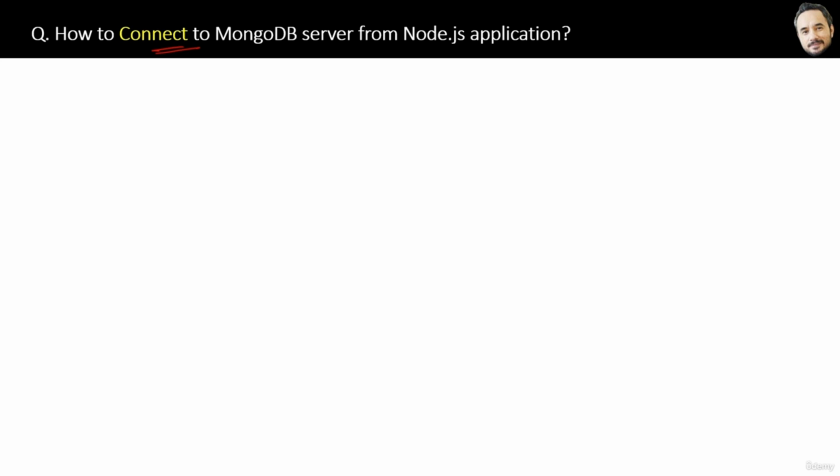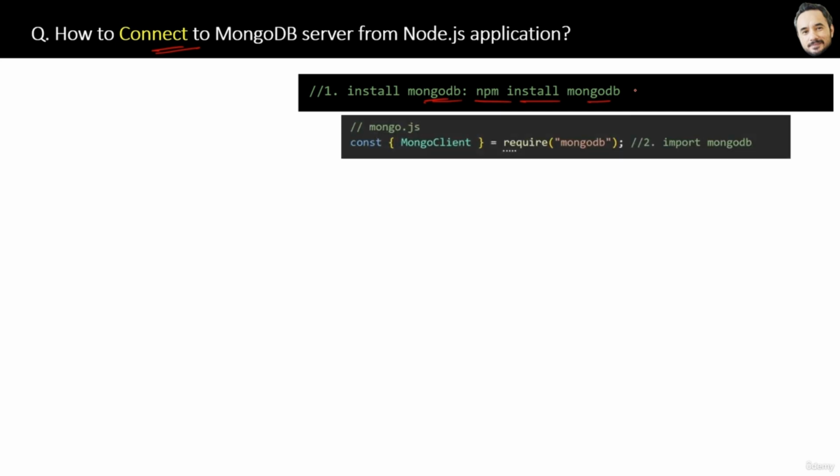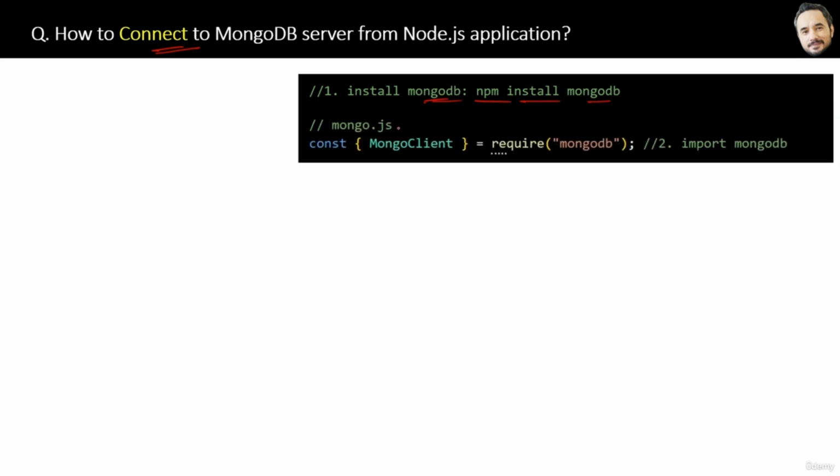So first, install MongoDB in your Node.js application. That is the first step, very basic. Here is the command: npm install mongodb, which will install MongoDB. Second, create a separate file for the MongoDB connection, like this. This is the mongo.js file. This file will only do the connection.